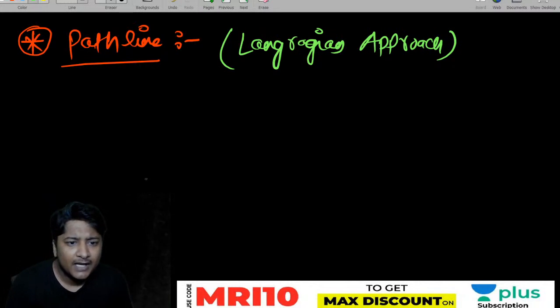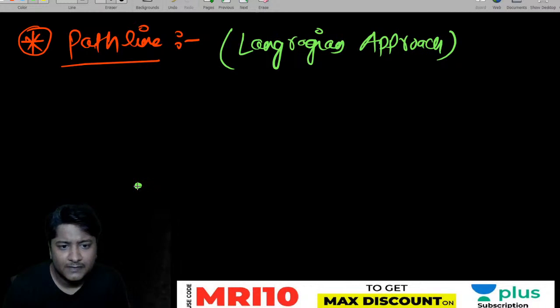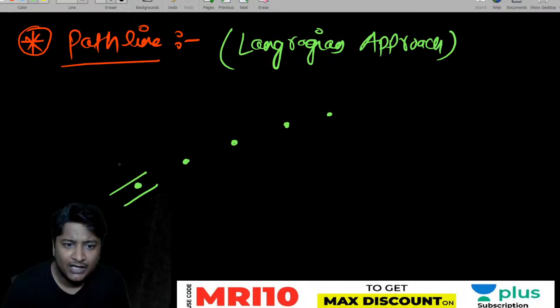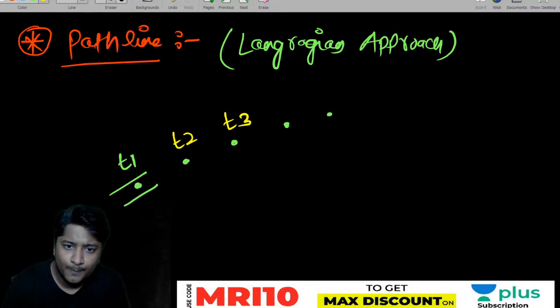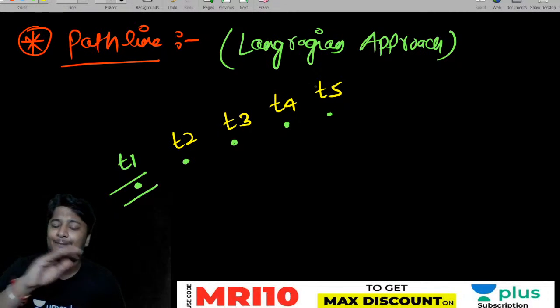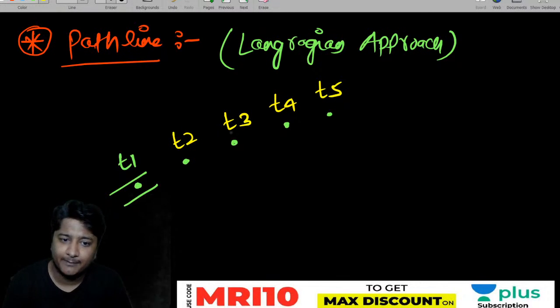देखिए, what happens at a particular point, all particles are going at this point. Second point is this one. So at this point temperature is T1, T2, T3, T4, T5. These are the time, different time.